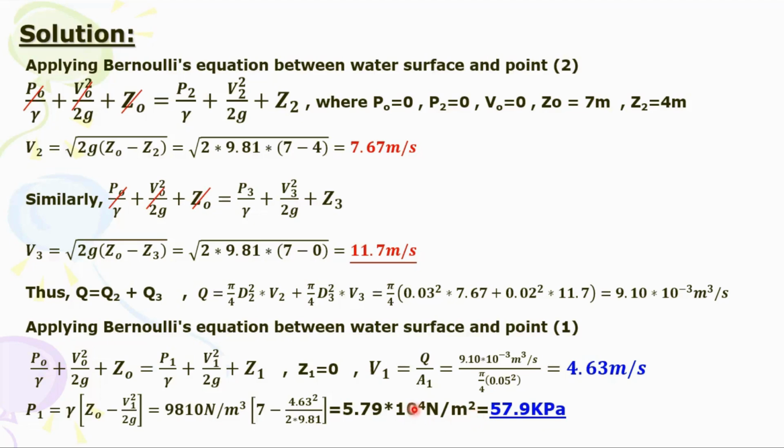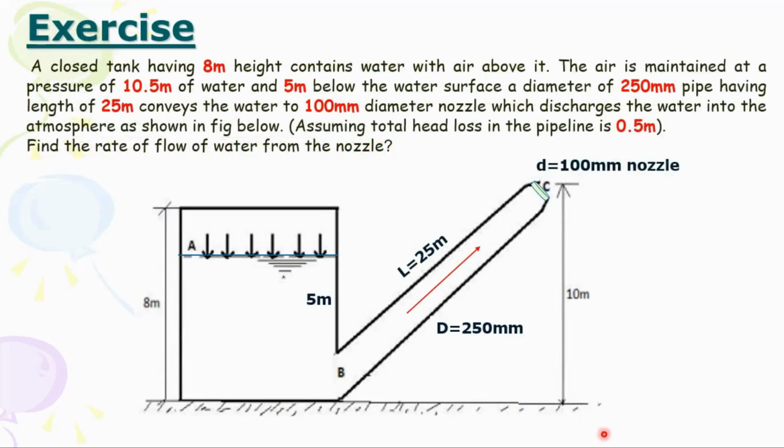Then you can convert 10 to the power 3 into kilo. Then it's 57.9 kilopascal or kilonewton per meter square. So this is the tank flow rate example. And this is given as an exercise for you.